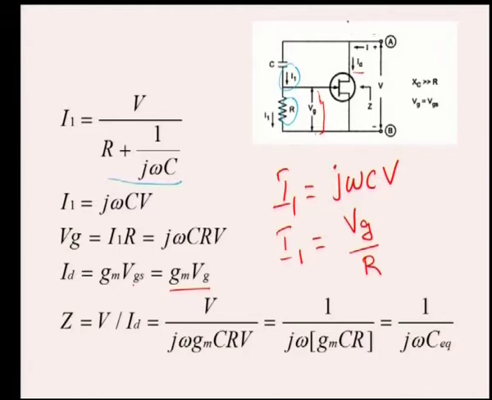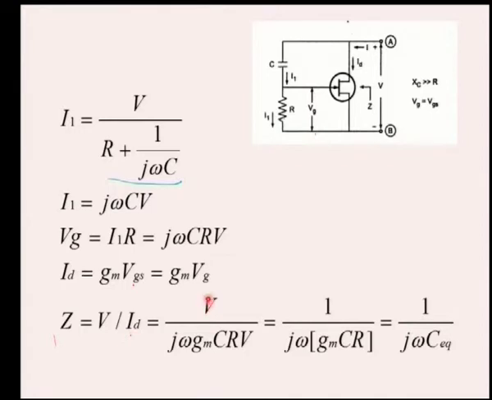We want to find out the impedance of this circuit. The applied voltage is V and the current drawn by this circuit is I, which is Id here, and the ratio V by Id gives the impedance of this circuit. V is the applied voltage and Id is the drain current. So, we substitute the value of Id, which is Gm into Vg. Vg, from this expression, is j omega C R V. So, Id is j omega Gm C R V. Now, for simplification, we combine this parameter Gm into C into R. So, this is the final impedance, 1 by j omega C equivalent. This says that the impedance of the circuit considered is purely capacitive.